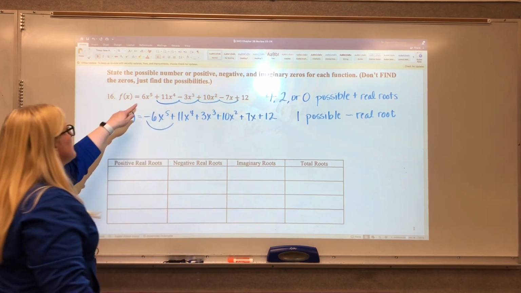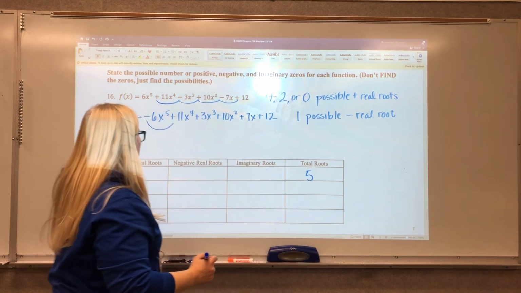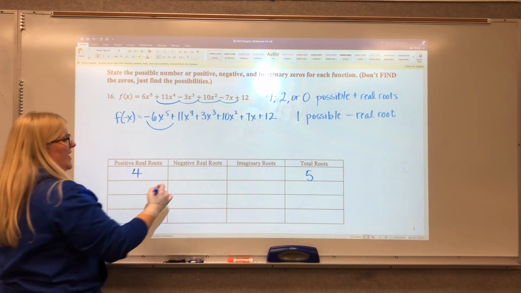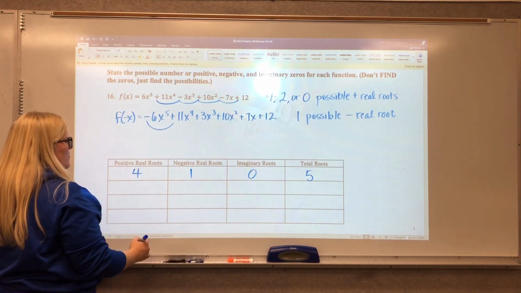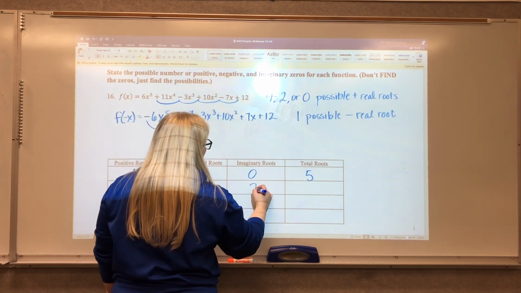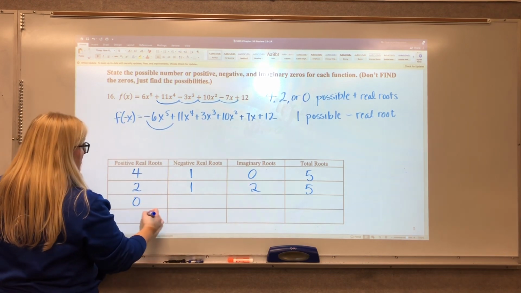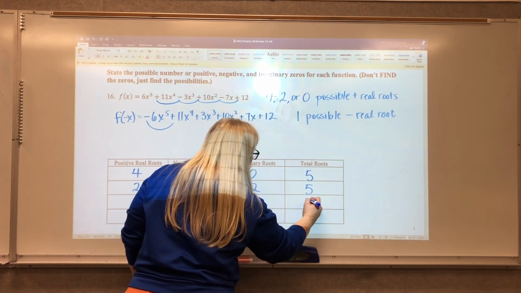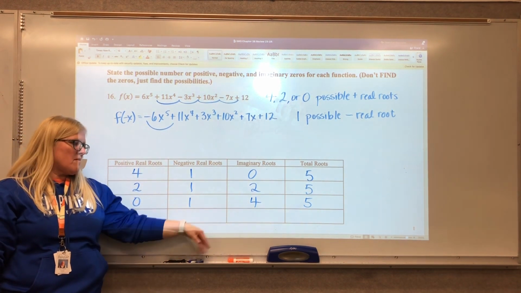Okay, total roots, 5. I don't know how many of these I'm going to need. So positive real roots, I could have 4. I can only have one negative one. So if I have 4 positive, 1 negative, I can't have any imaginary ones. If I have 2 positive and 1 negative, I could have 2 imaginary. That would give me my 5. If I have no positive and 1 negative, I'd have to have 4 imaginary, and that would give me my 5. And that's all the possibilities. Okay, so I didn't even need that bottom row.